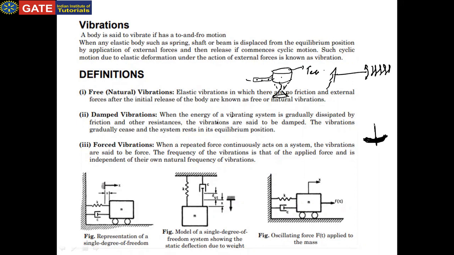So this vibration basically has three types: free, damped, and forced vibration. What do you mean by free vibration, also called natural vibration? What is the meaning of it? It's very simple, as I mentioned. Suppose this is the cantilever. On this cantilever, if you apply a load and immediately remove the load, it will start vibrating. It will start a to and fro motion like this.